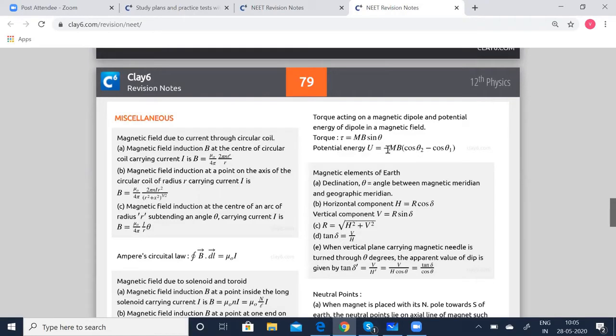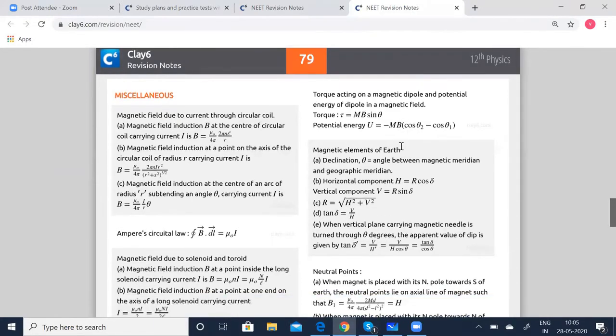And the potential energy U is given by minus M B (cos theta 2 minus cos theta 1). So again, this has the usual meaning. U is the potential energy, M is the magnetic moment, and B is the magnetic field.